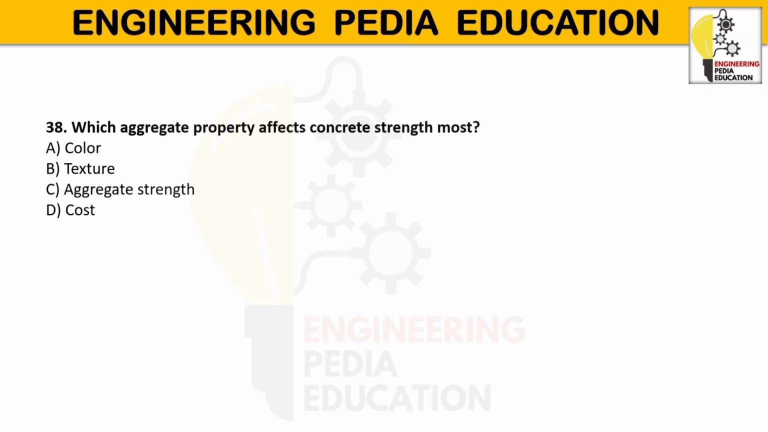Which aggregate property affects concrete strength most? Color, texture, aggregate strength, or cost. The correct answer is aggregate strength. Aggregate of good strength provides high strength to the concrete and better strength for the structure.